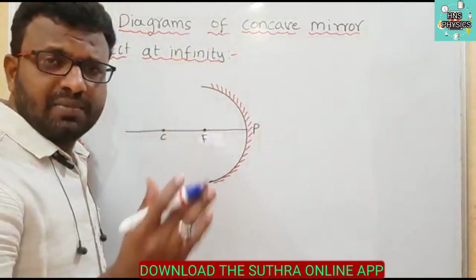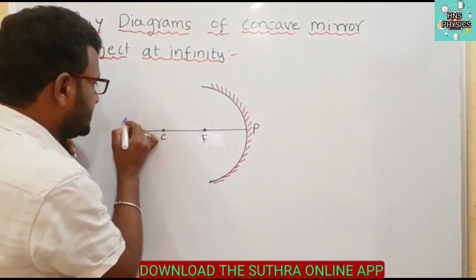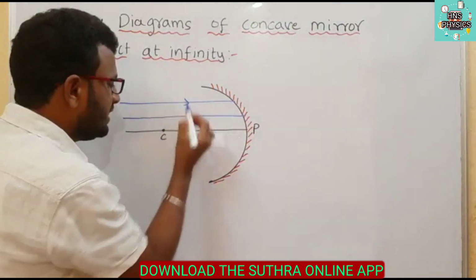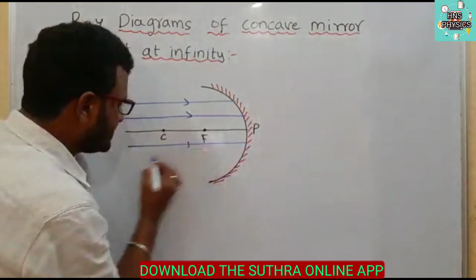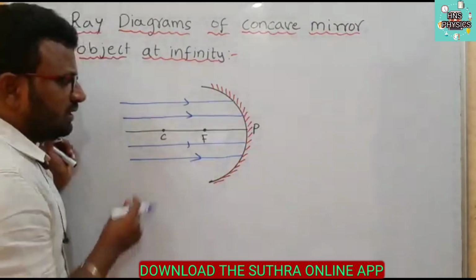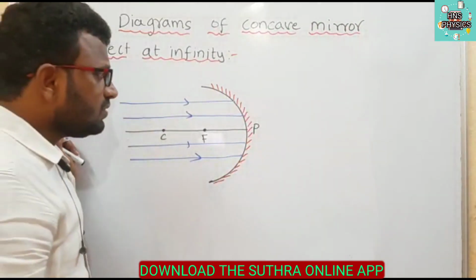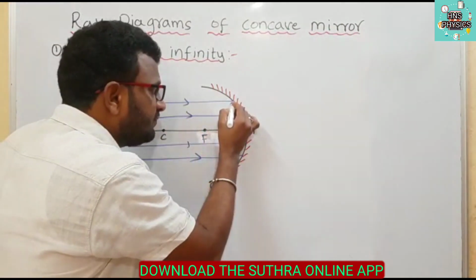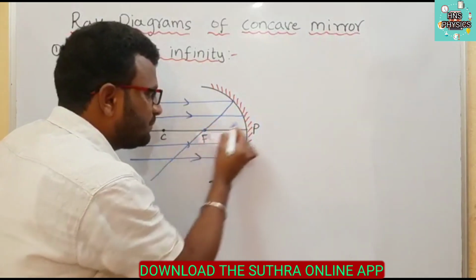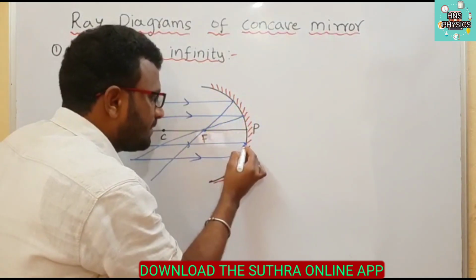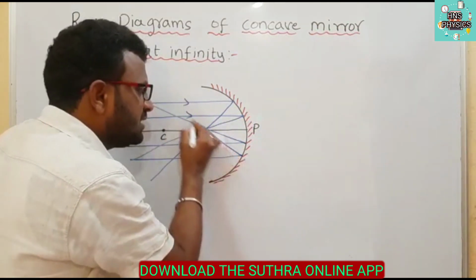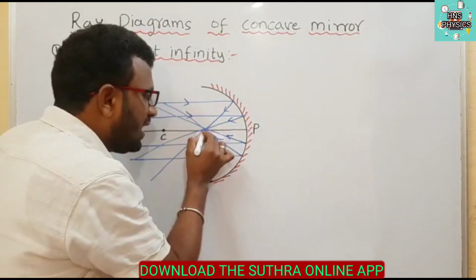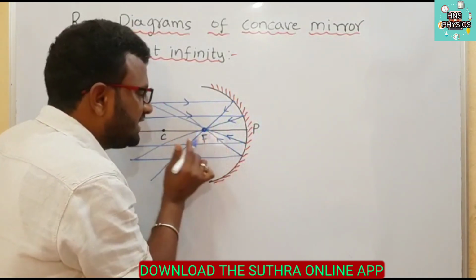When the rays are coming from the object, that means I am taking a parallel beam of light. Parallel beam of light means the rays are coming parallel to each other, and parallel to the principal axis. So according to the first rule, after the reflection, the reflected rays pass through the focus. That means after the reflection, all the reflected rays meet at one point on the principal axis. That point is the focus.